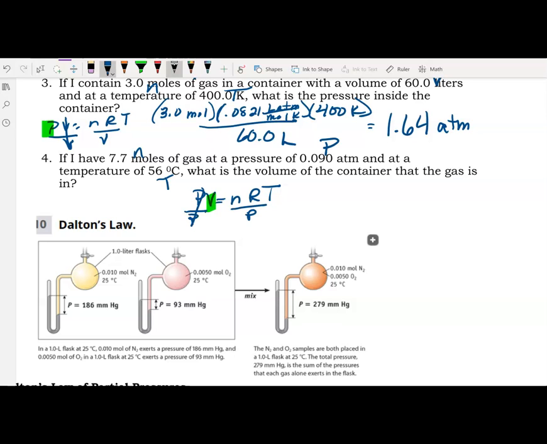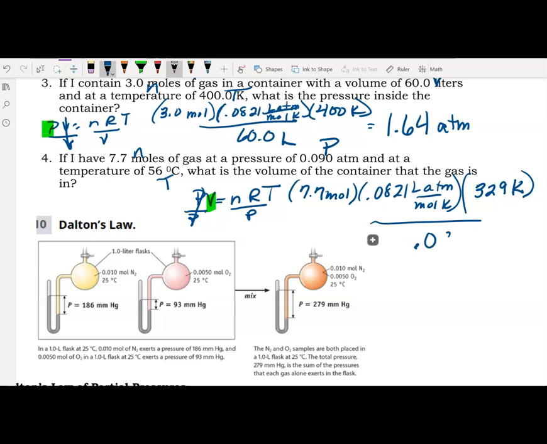Pressure cancels itself out. So then we'll take 7.7 moles times 0.0821 liter atmospheres over mole Kelvin times 329. Why are you using 329 for a temperature? Because you added 56 to 273. Because it's 56 Celsius plus 273. You have to convert to Kelvin. And then our pressure is 0.090 atm.